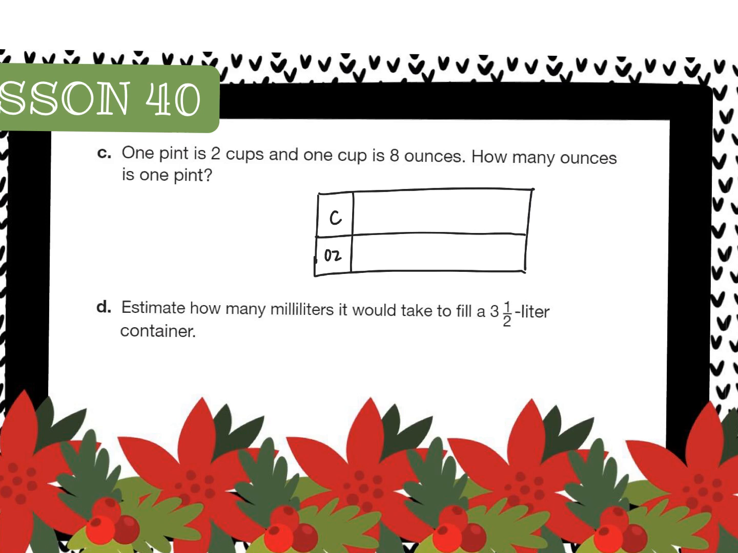Okay, what do I know about cups and ounces? What's it tell me? You guys have to look at the board or in your book. I'm asking about cups and ounces. 1 pint is 2 cups and 1 cup is 8 ounces. Okay, 1 cup is 8 ounces. All right. So if I have 2 cups, how many ounces? If I have 3 cups, how many ounces? If I have 4 cups, how many ounces? If I have 5 cups, how many ounces?